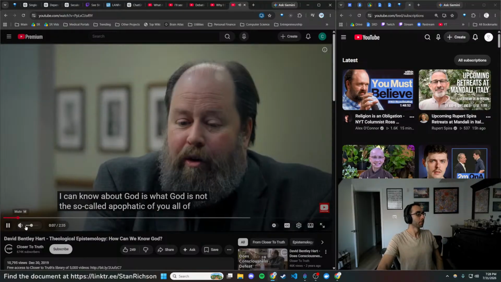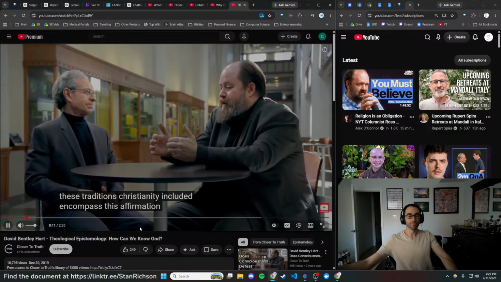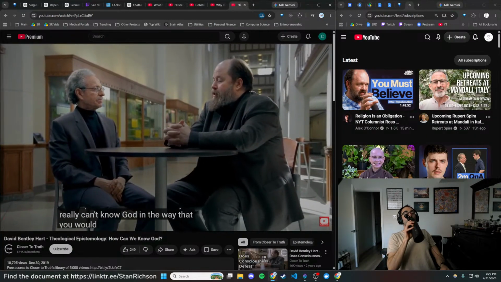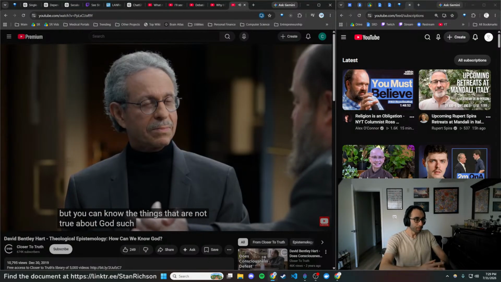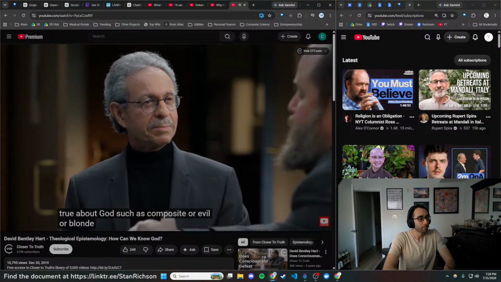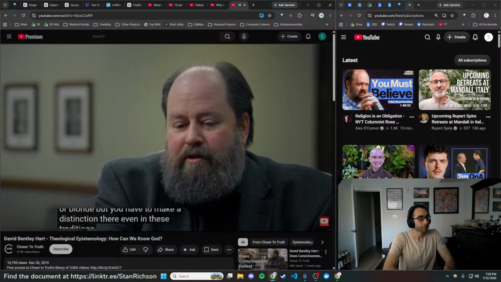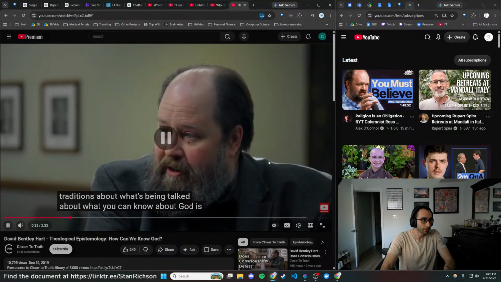A view. All of these traditions, Christianity included, encompass this affirmation that you really can't know God in the way that you would know an object of experience, but you can know the things that are not true about God, such as composite or evil or blonde. But you have to make a distinction there, even in these traditions, about what's being talked about, what you can know about God.